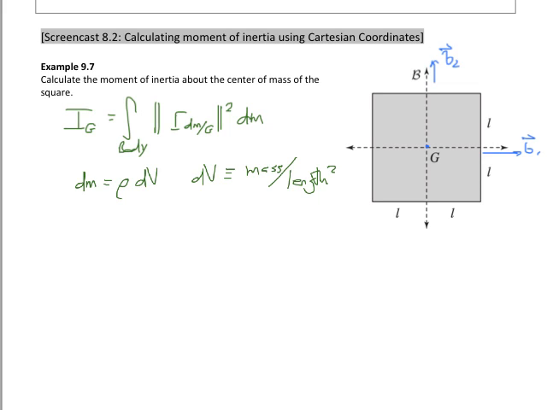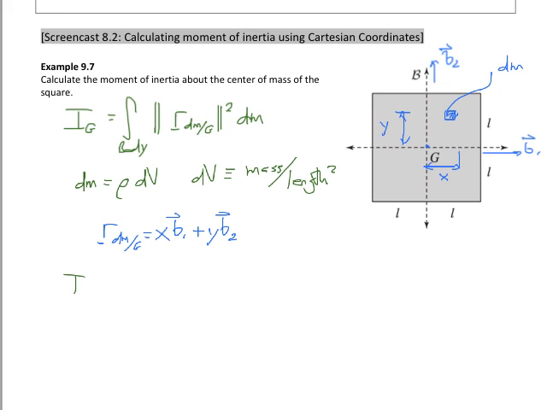And so we need to add some coordinates to this, and here we have our differential element, dm, and it's a length x away from the B2 axis and a distance y vertically away from the B1 axis. And so the position vector r dm with respect to G will be x in the B1 direction plus y in the B2 direction.